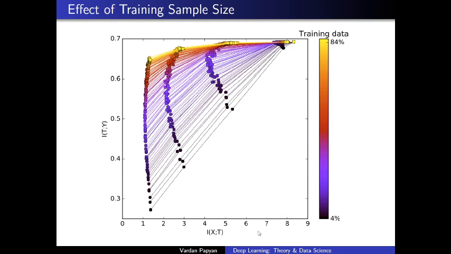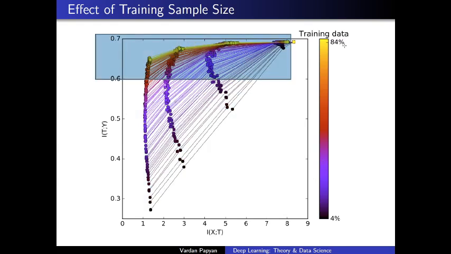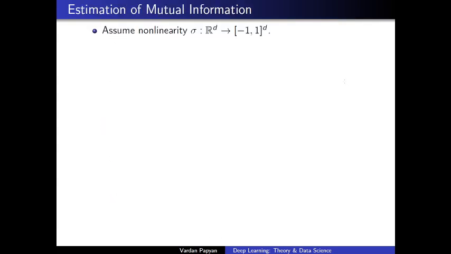You can see the effect of training sample size. These parts are for the purple, and the best one is, for example, 84% of the training data.